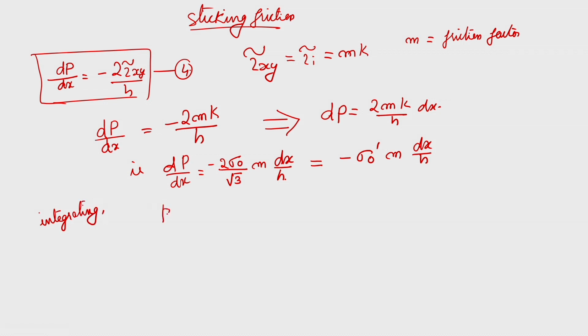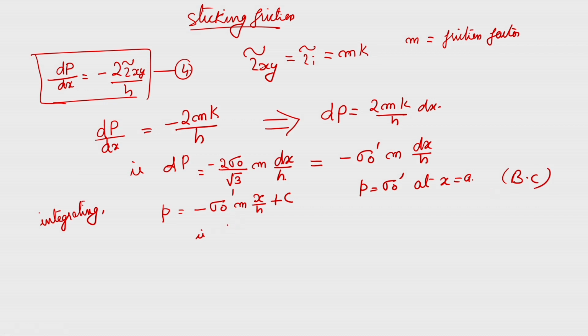We will get p is equal to minus sigma naught m into x by h plus c, because it is a straight line equation, that is why we are taking c. But earlier also we found that p is equal to sigma naught at x is equal to a. This is the boundary condition.